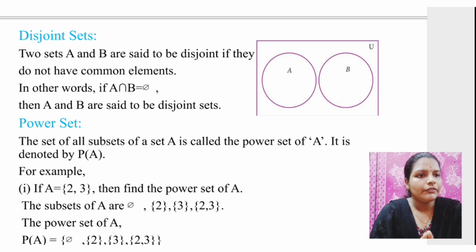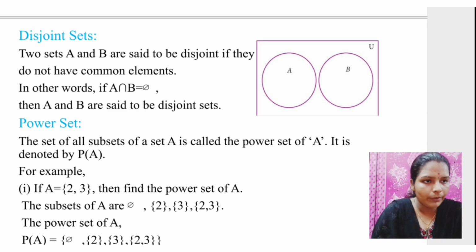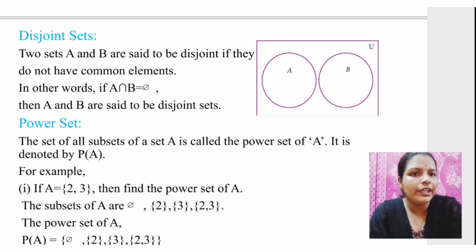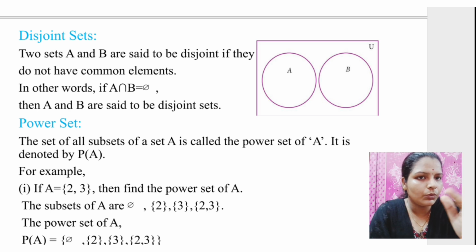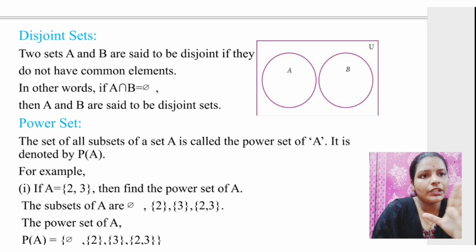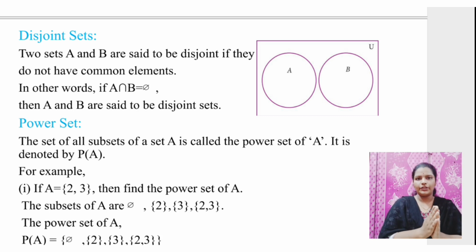Disjoint, from the name itself, we can understand. Two sets A and B are not joined together. So there is no intersection. Intersection means common elements. In other words, this symbol is what we call intersection. In this case, A intersection B is the null set, which means we don't have common elements. So A should not contain the elements of B, and B should not contain the elements of A. So that is, they are disjoint sets.